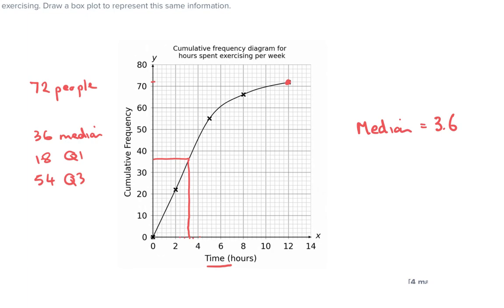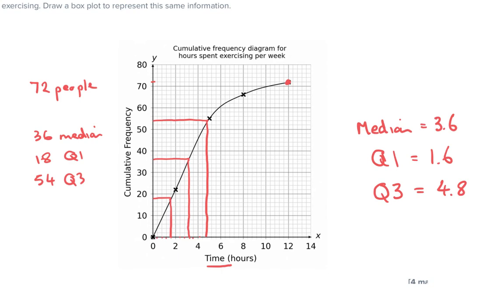Let's find Q1, which is going to be at 18. 18 is there. Go across to the curve, come down, and each of those boxes on the horizontal axis is worth 0.4, so 0.4, 0.8, 1.2, 1.6. And then Q3, which is going to be the 18 plus the 36, 54. We go across, 54 there, and down, and we get 4.8.